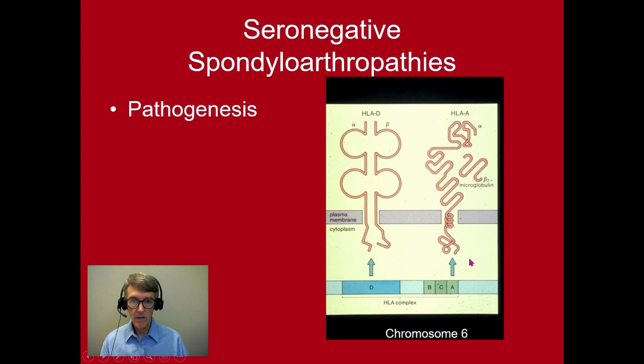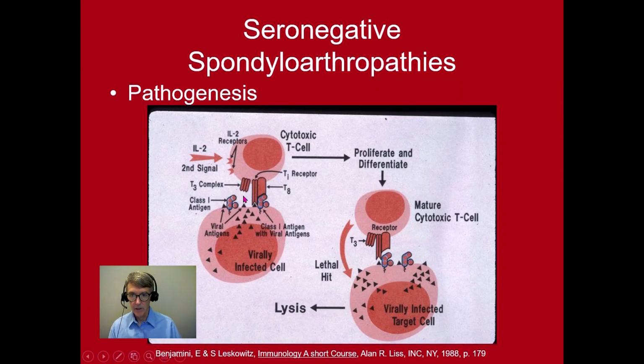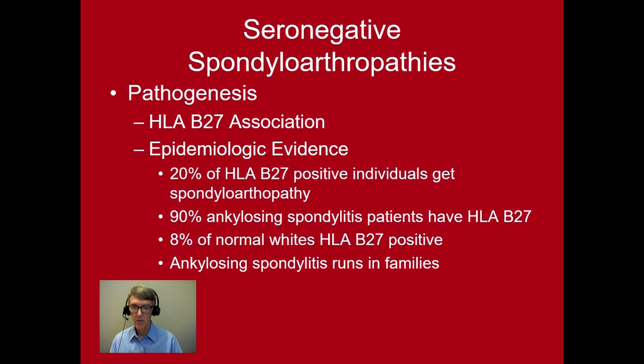Now, the type 1 antigens are involved in all cells, and they're necessary to be presented to the cytotoxic T cell to initiate a lethal hit. What has been found in the seronegative spondyloarthropathies is that there is a close association, although not 100%, with the type 1 antigen HLA-B27. And there's much data to support that.